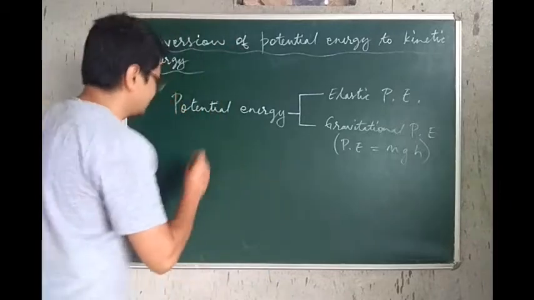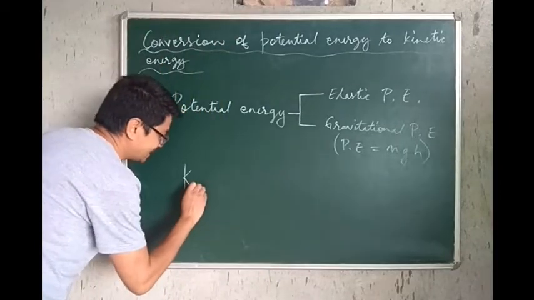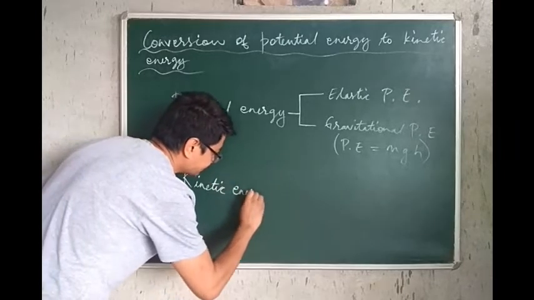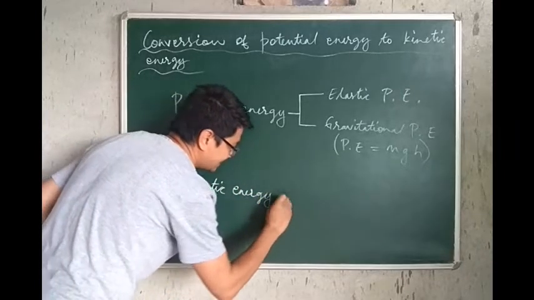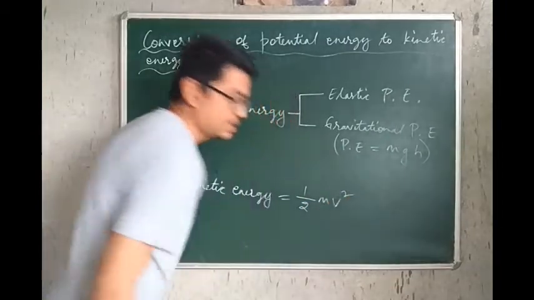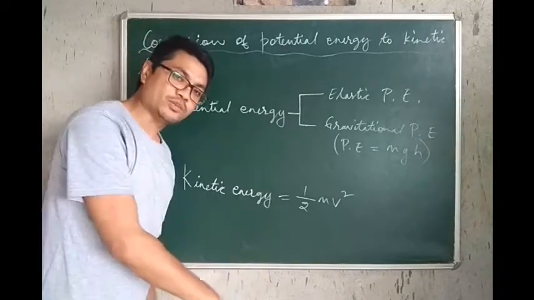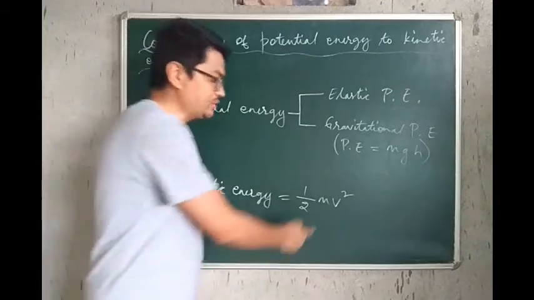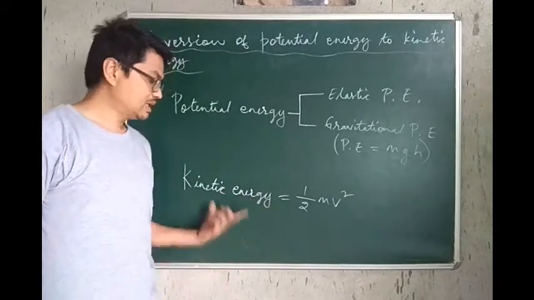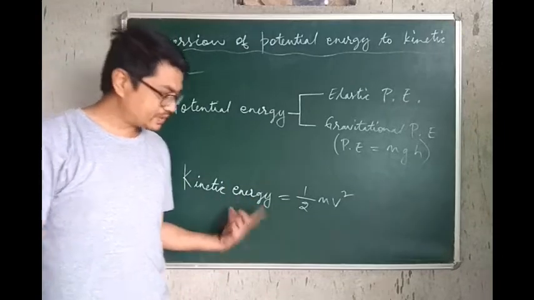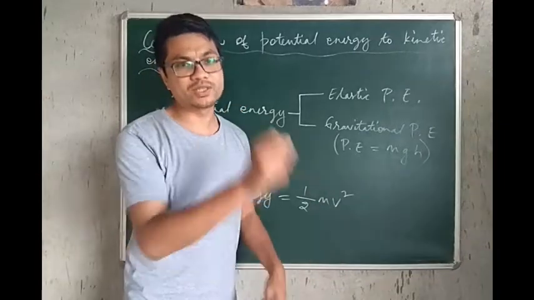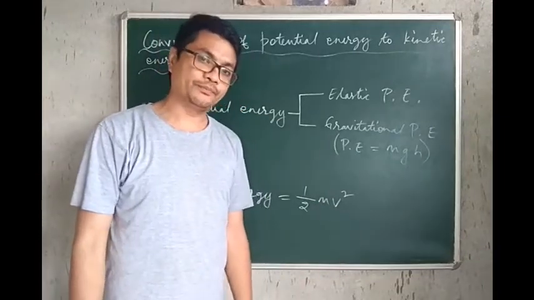And the other form of mechanical energy is kinetic energy, and the expression for kinetic energy is half mv squared. We've learned that any moving body, which will obviously have some mass m, will possess kinetic energy, and the expression is half mv squared, where v is the velocity or speed of the body.